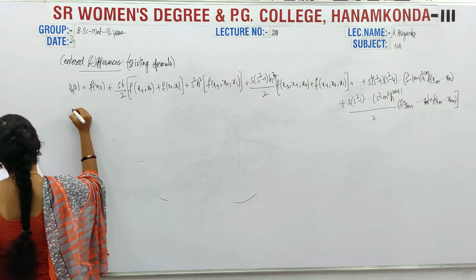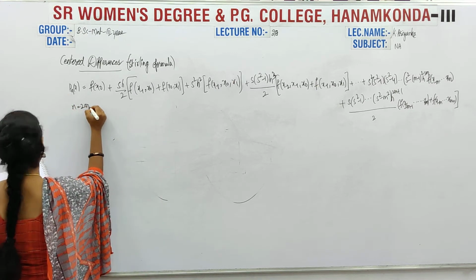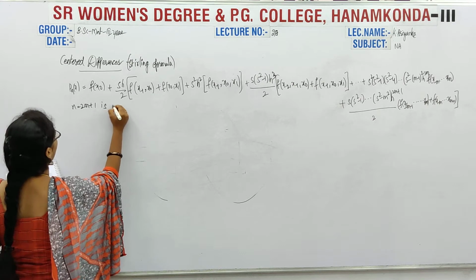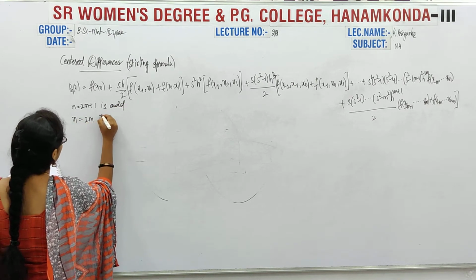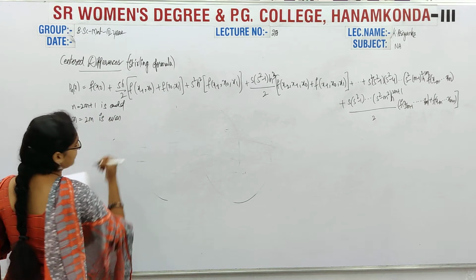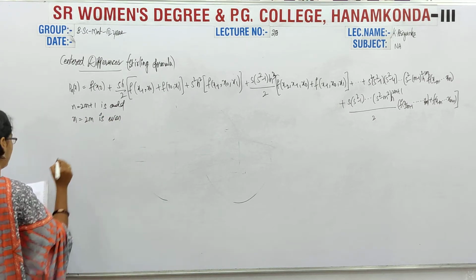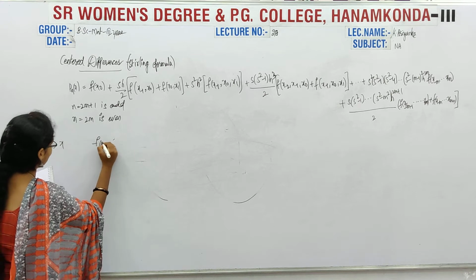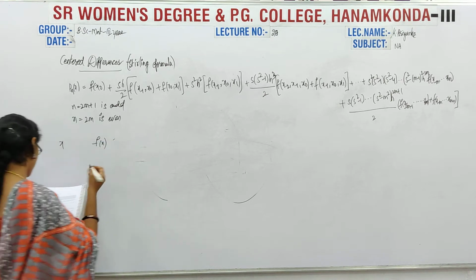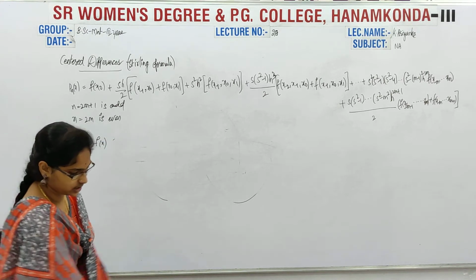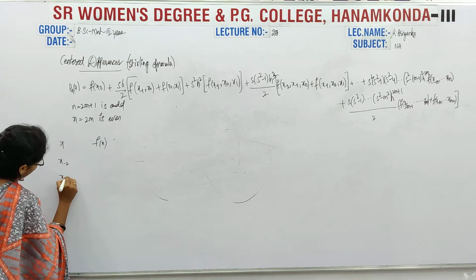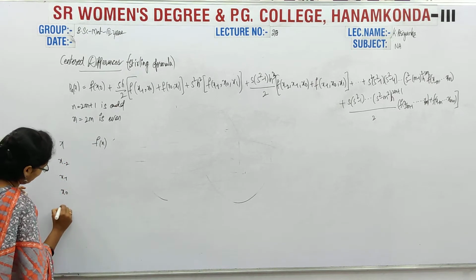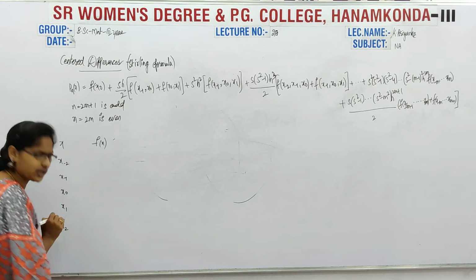And here n equal to 2m plus 1 is odd and n equal to 2m is even. Okay, so next table: x values, f of x values and first divided difference. Okay, now see clearly. x minus 2, x minus 1. I don't know what the values are, I am just taking it generally.